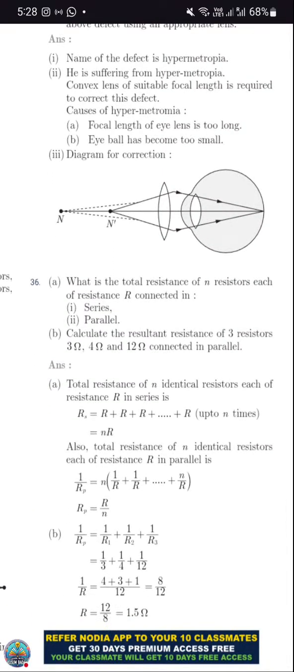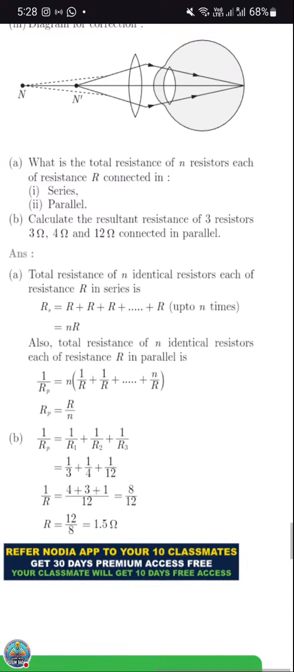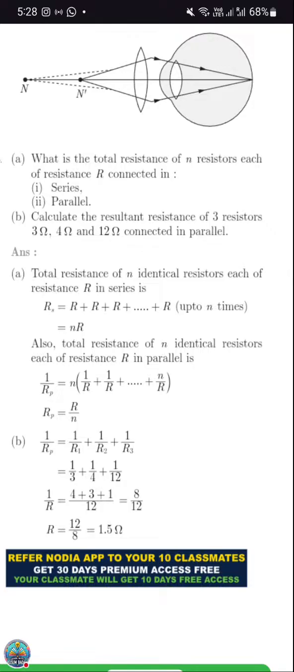Now next question, 36. What is the total resistance of n registers? Each register are connected in series. If they are connected in series, so R plus R, like n times, nR. If they are connected in parallel, n times 1 upon R plus 1 upon R. So all will get added. So finally it will be R upon n. So n times they are being added, RP. Next, calculate the विवेक फॉर्मूला समझ में आ गया?